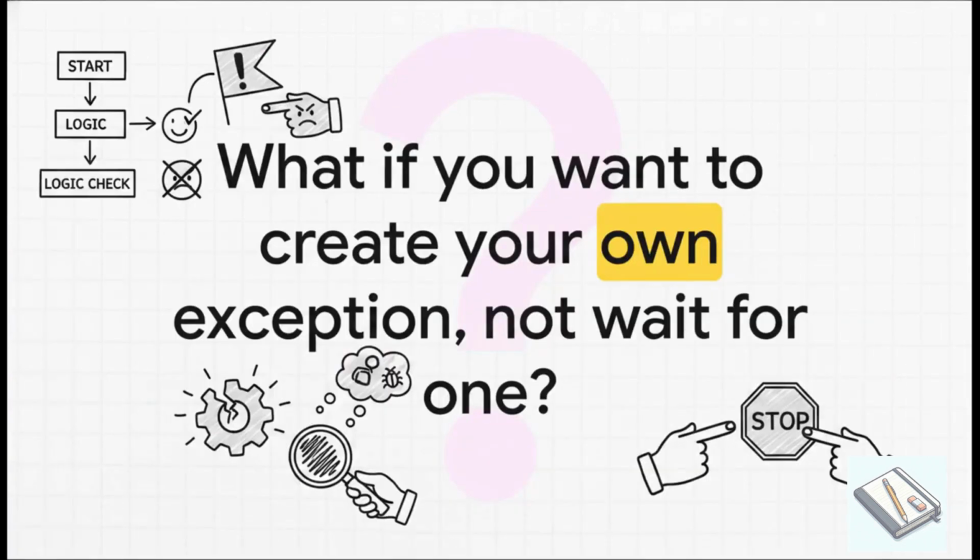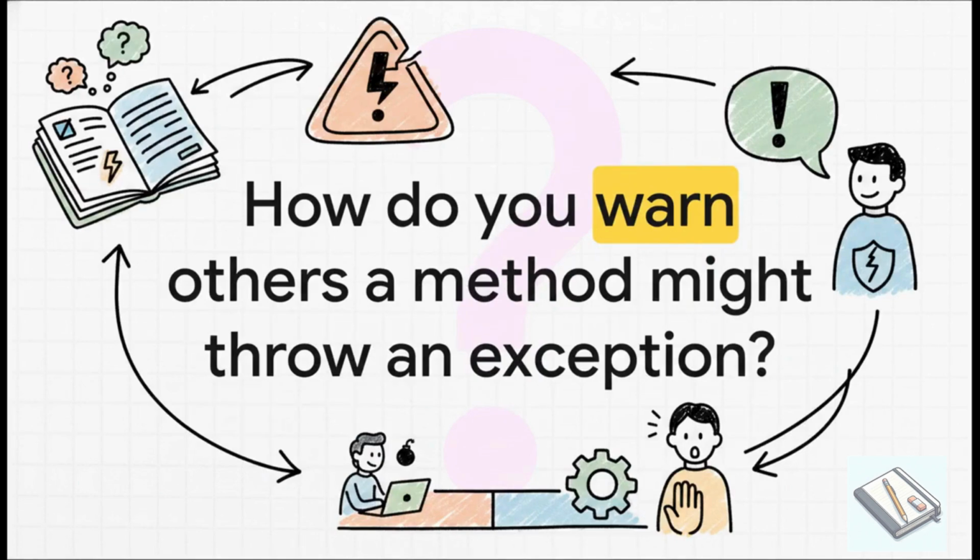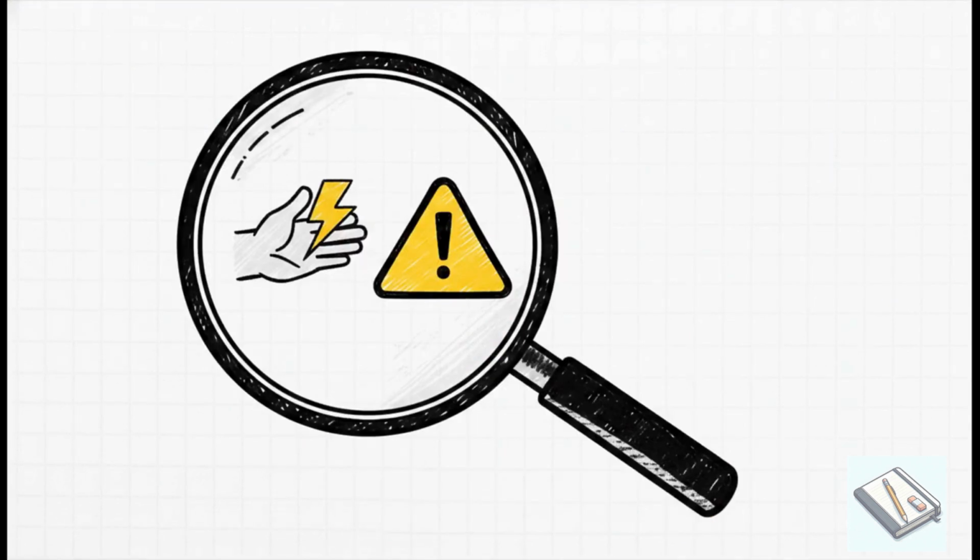So think about this for a second. Most of the time, we're just waiting for the system to tell us something went wrong. But what if your own logic catches the error first? What if you want to manually trigger an exception right then and there? And on top of that, how do you give a heads up to other developers, or even your future self, that a particular method is a little risky? How do you say, hey, if you use this, you better be prepared for a potential problem? Well, that's exactly what we're going to break down.